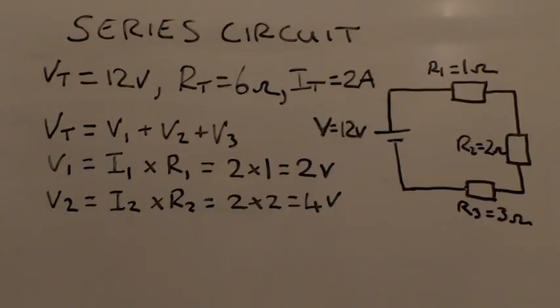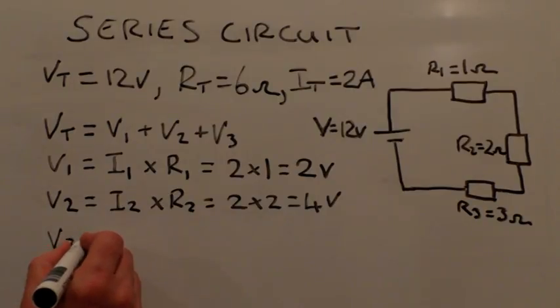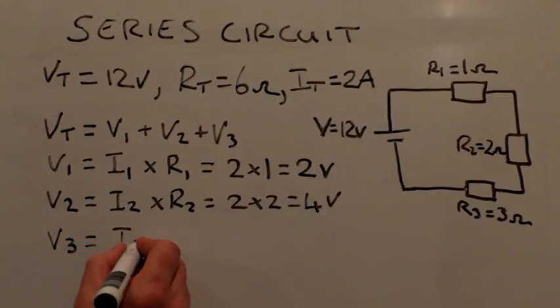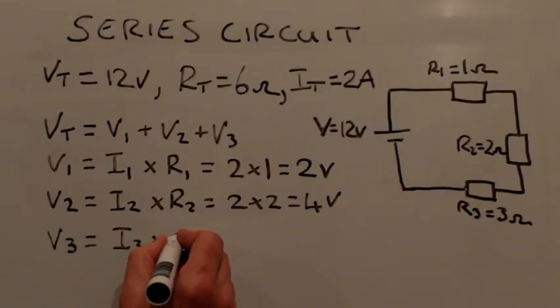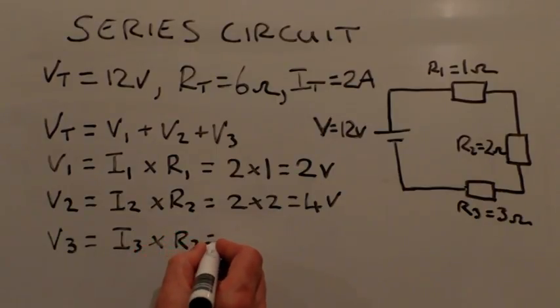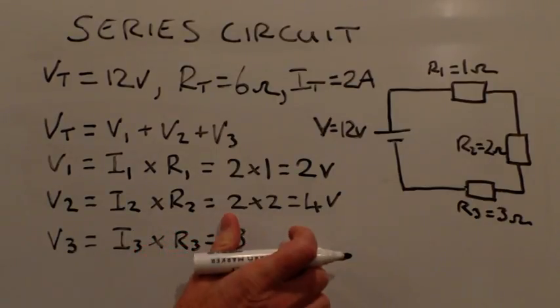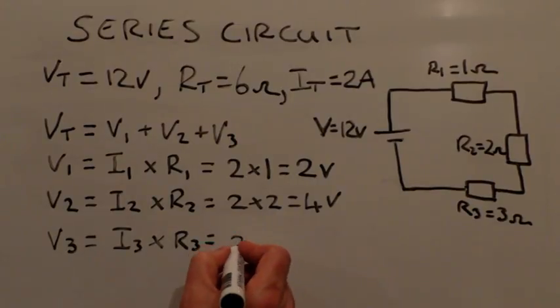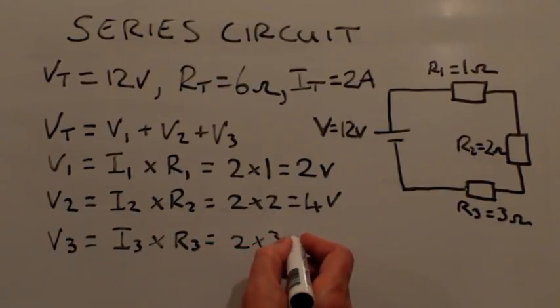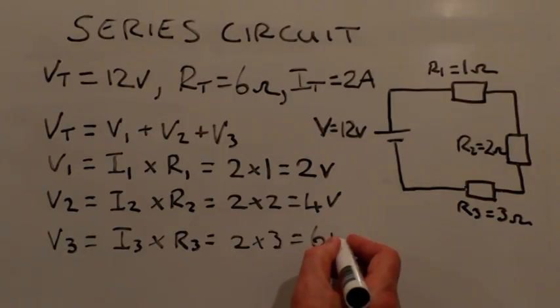Then if we look at R3, we can say that V3 equals I3 times R3, which equals 2 times 3, which equals 6 volts.